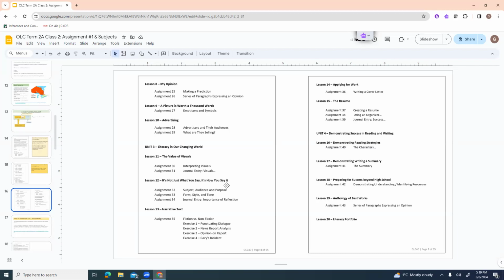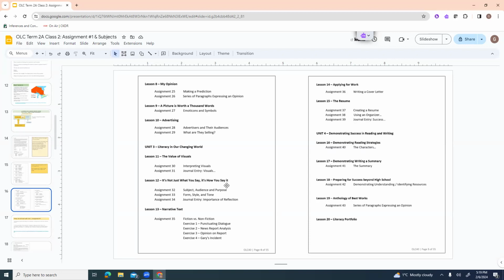Then lesson 13. Lesson 13 is a big one. It only has one assignment, but each one of those assignments is actually worth a fair bit. Sometimes people try and race through it and then they end up having to kind of redo it. So take your time when we get there. And then we start looking at sort of businessy things. We look at writing a cover letter, creating a resume, using an organizer to help yourself write something. And then we're at the last unit.